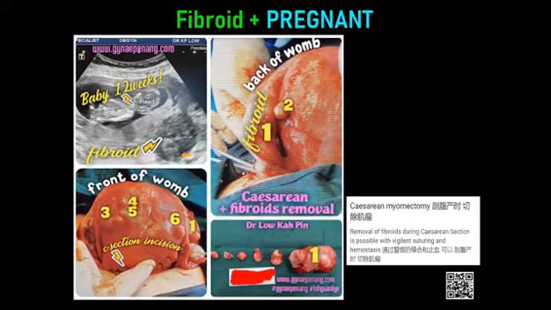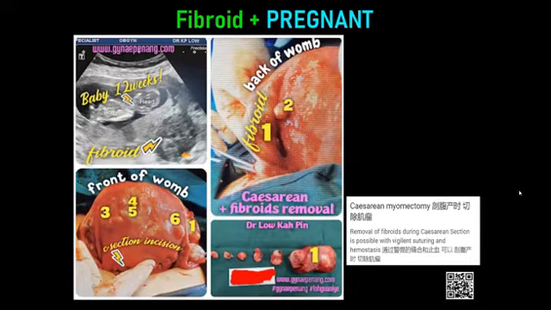During the surgery itself, I removed the fibroid. Can you see fibroid number one? This is the big fibroid that was causing all the bleeding. At the same time, I saw fibroid number 2, number 3, number 4, number 5, and number 6. I removed them all together.